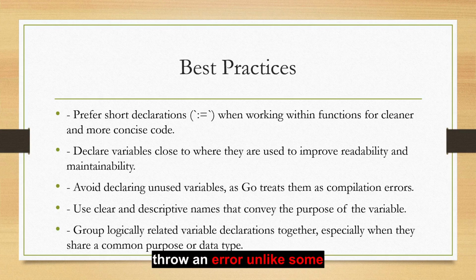Also, don't declare variables you are not using. Go will throw an error, unlike some other languages that just ignore it. And please use proper names. Instead of calling something x, name it user age or product price. That way, anyone can read and understand your code. Lastly, group related variables together. If you are collecting student info, name, age, roll number, keep them together. It makes your code more organized. That's it. This small habit goes a long way in writing better and cleaner Go code.